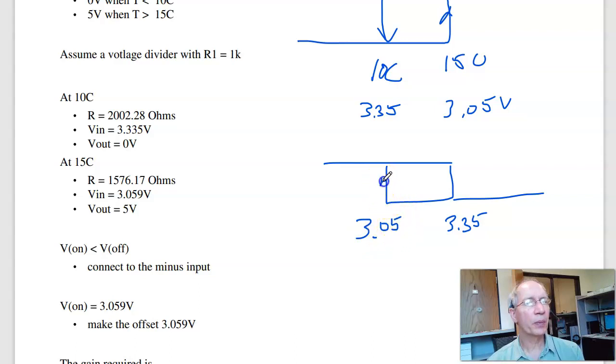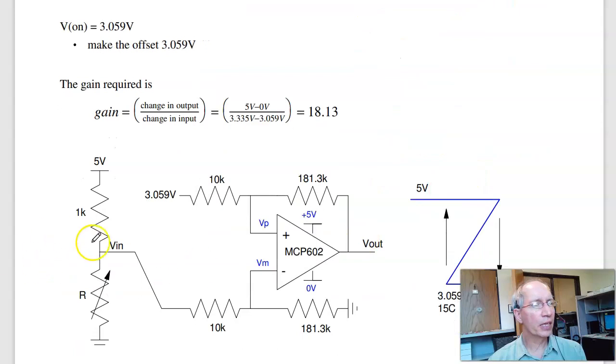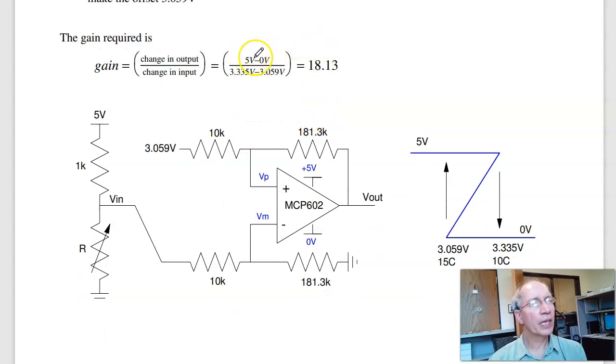Here's what you want. You want to turn on at 3.05 volts, turn off at 3.335 volts. When the on temperature is less than the off temperature, connect to the minus input. The on temperature is your offset, and the gain is the ratio, output over input. The output changes by 5 volts as the input changes by 0.3 volts, 18 to 1. Make this an 18 to 1 ratio. And make these much, much bigger than 1K, so I don't have too much loading.